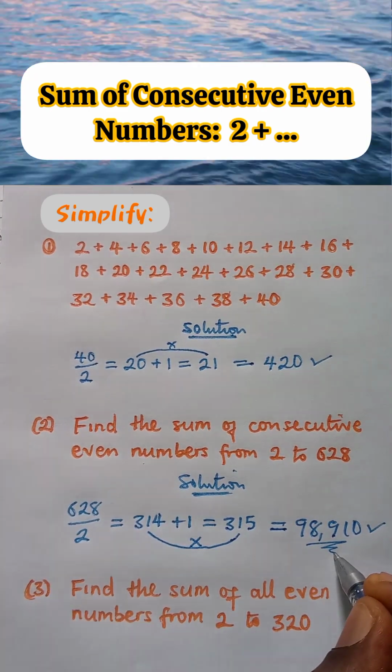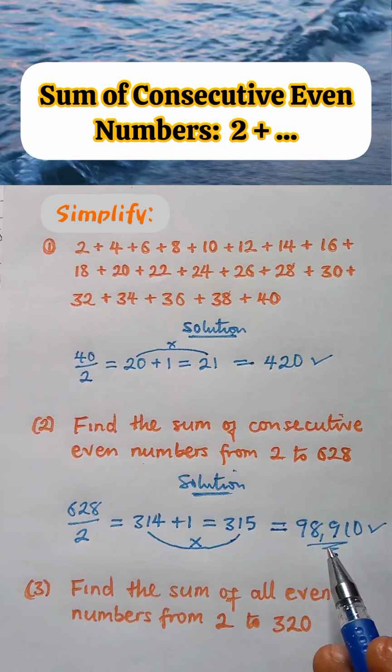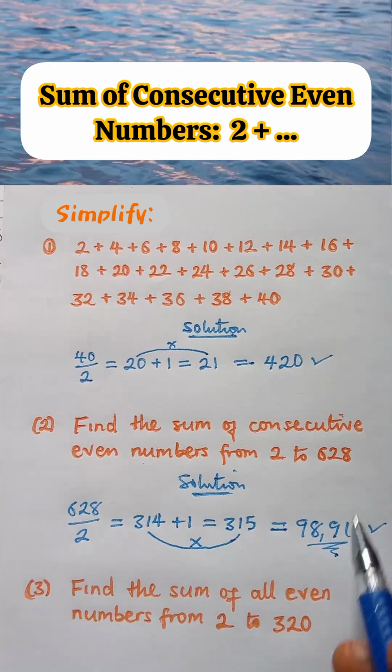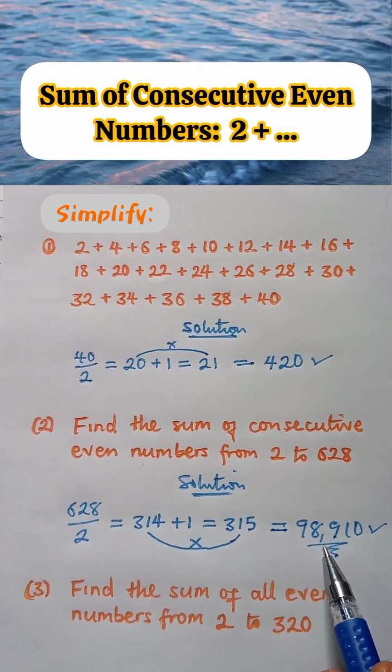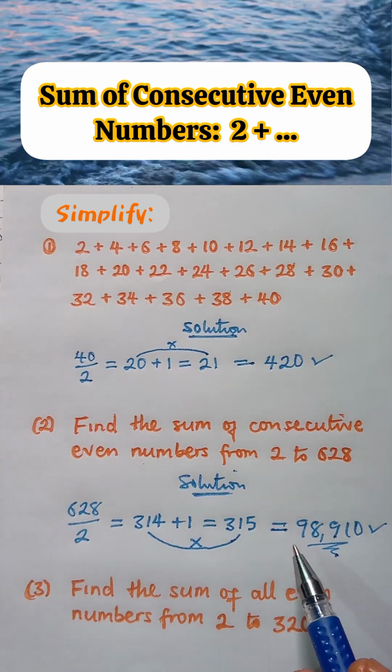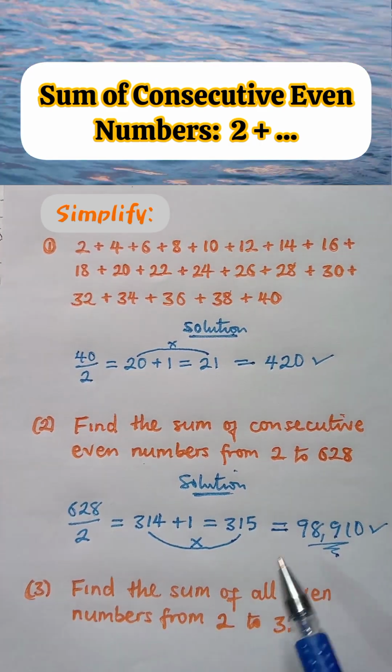Quite simple and easy. So if you could possibly use your calculator to add all even numbers from 2 to 628, it will give you this. But that will take a whole lot of time. Hence, this method becomes very important and quite easy and simple to apply.